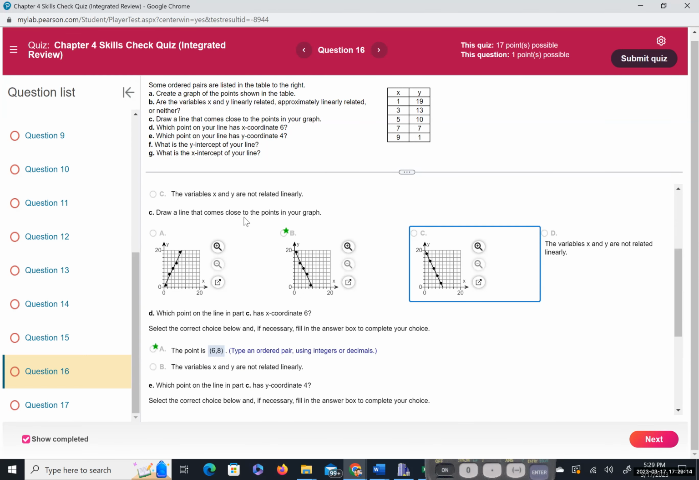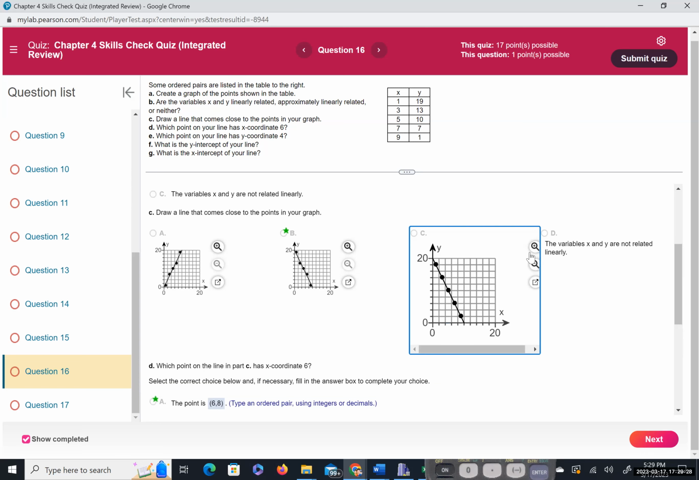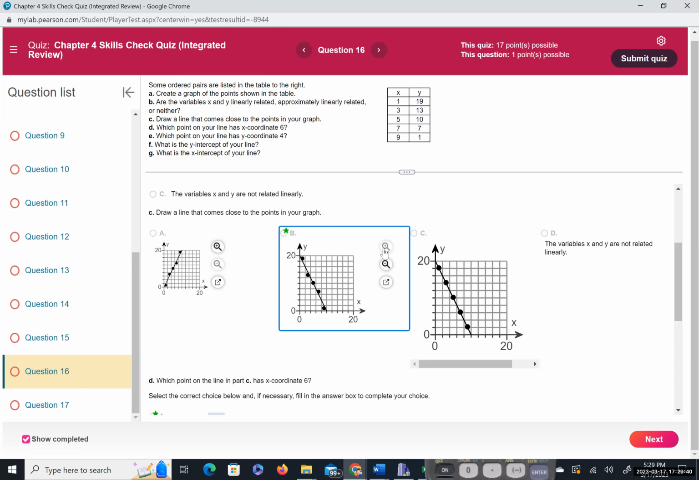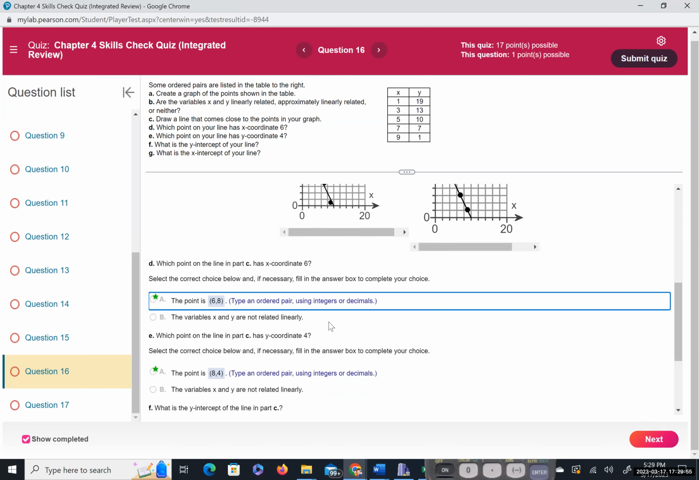C, you draw a line that comes close to the points on the graph. If you look at C here, it's incorrect right away because this is a perfect line. This one is incorrect also because it's going up. But this is the one that we are using because this is approximately like a line for the points, right? So we have a best fit line.